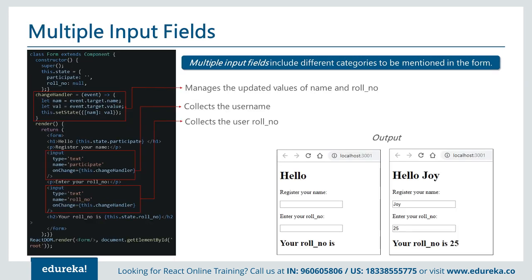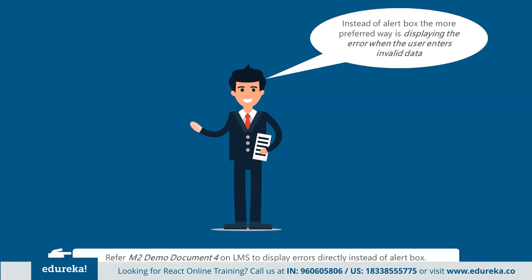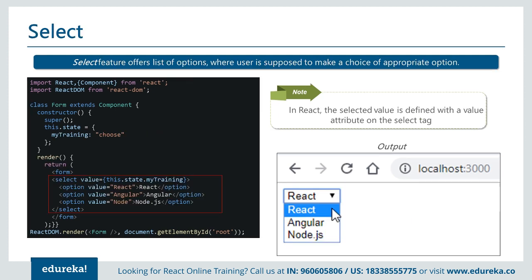It can have multiple input fields or a text area or a radio button. All of them need to have an onChange binding. And with respect to that, we need one onChange handler that will look for the changes. Similarly, if something is not fine, we can throw the error. If everything goes well, then we can set the data in the state. Instead of an alert box, the more preferred way is displaying the error when the user enters invalid data. Then we can have a text area, and we can read the data from the text area. We can have our select boxes or radio buttons.